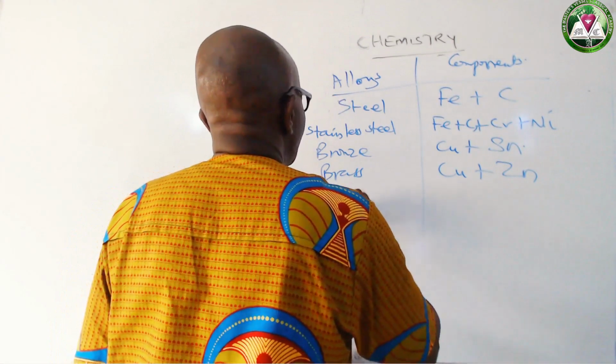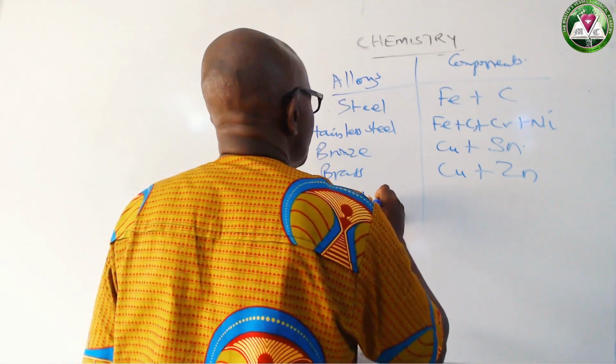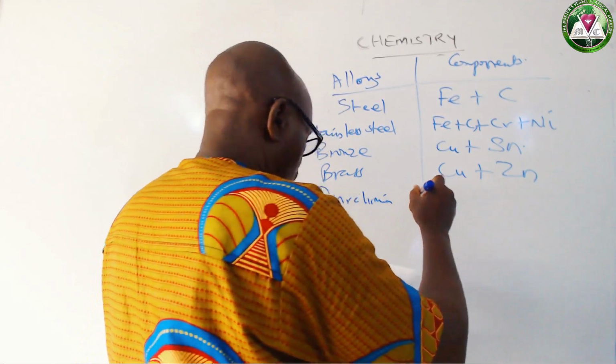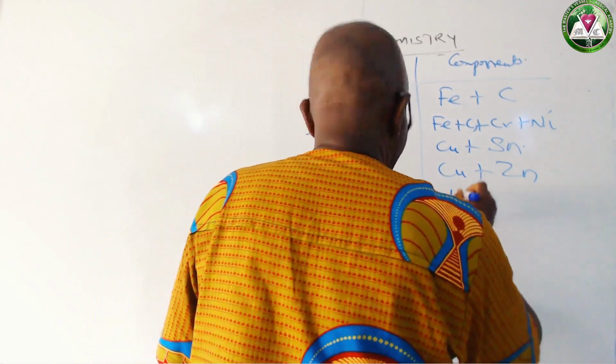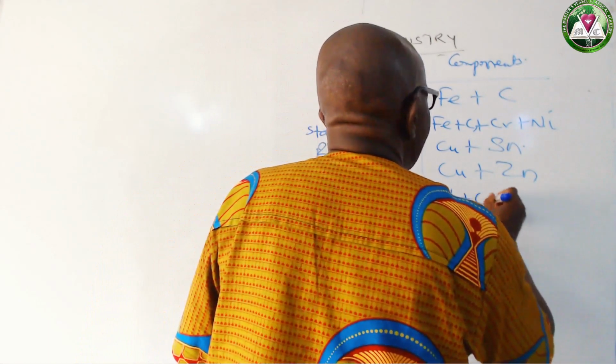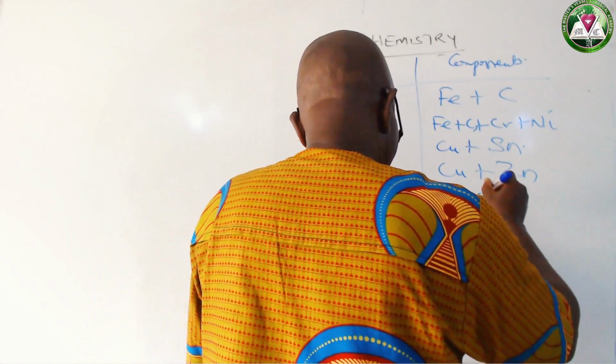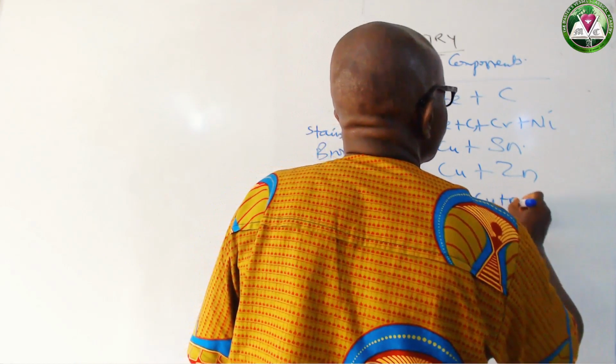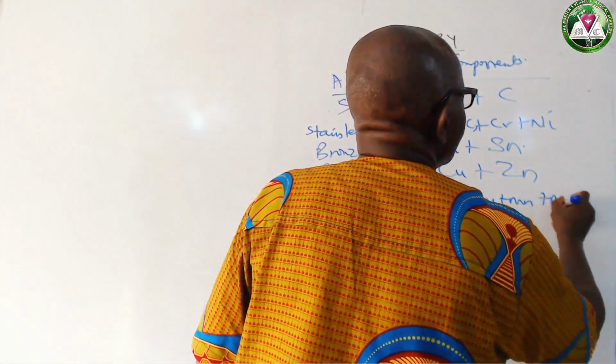Duralumin is made up of aluminum, copper, manganese, and magnesium.